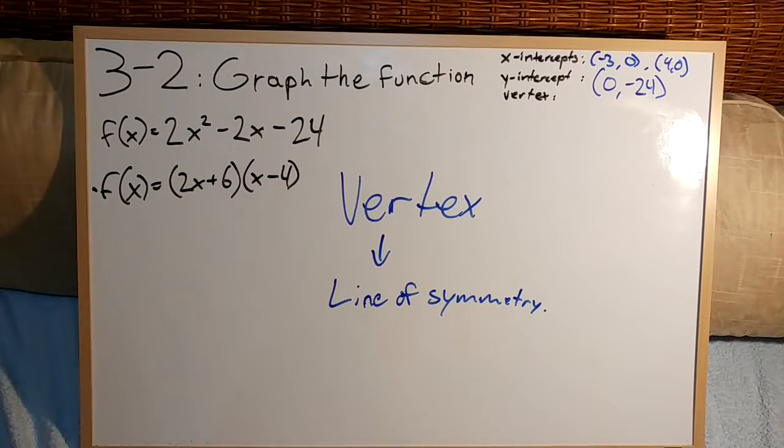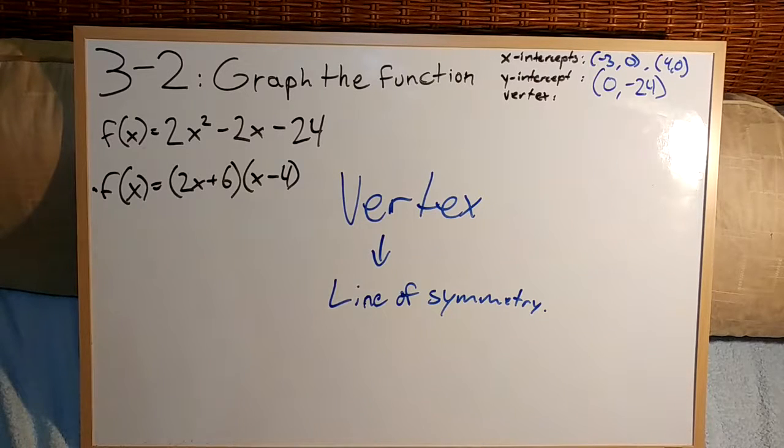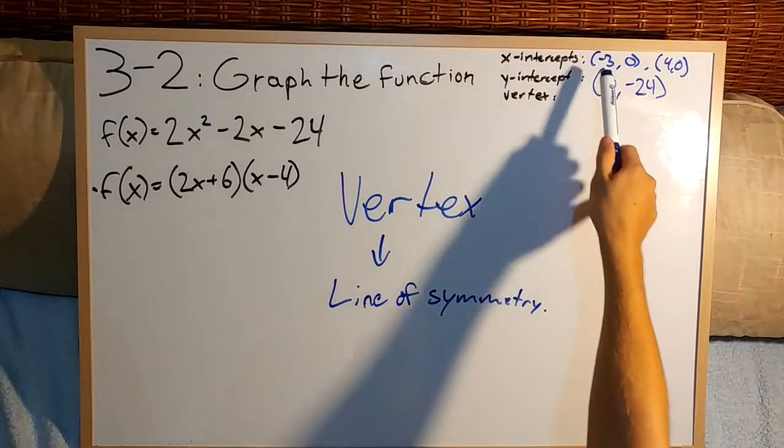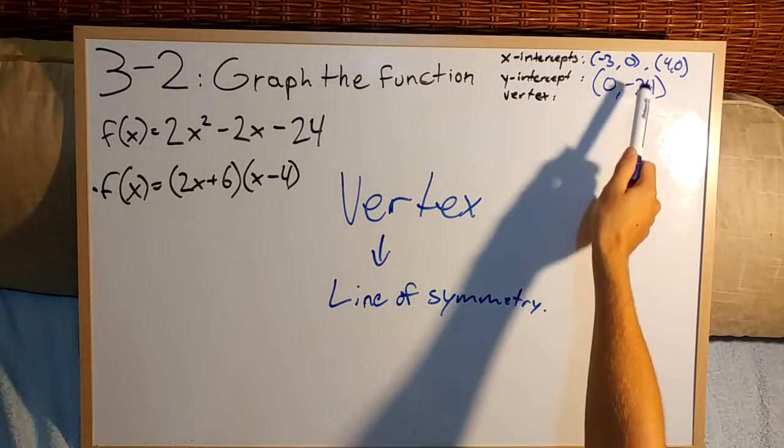Okay, so now we will have to find the vertex. It's the last point we have to find in order to properly graph this function. To find the vertex, we first have to find the line of symmetry. The line of symmetry is the exact middle where the vertex is, and it is the exact middle between the x-intercepts or any other point that has the same y value.